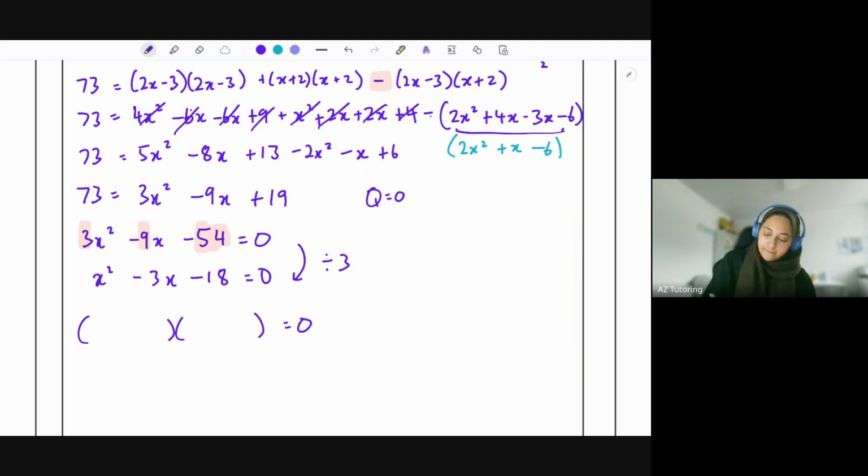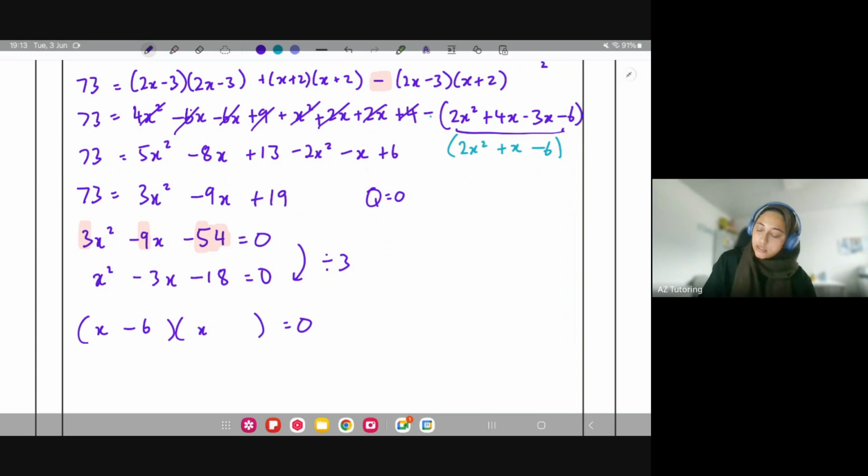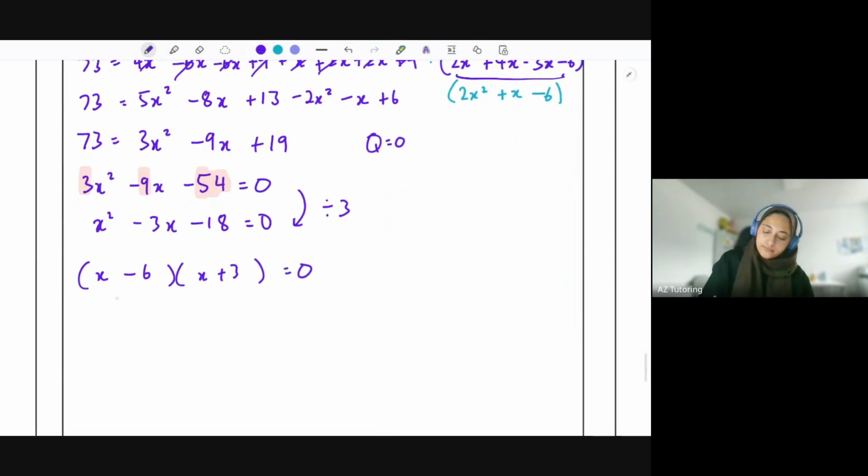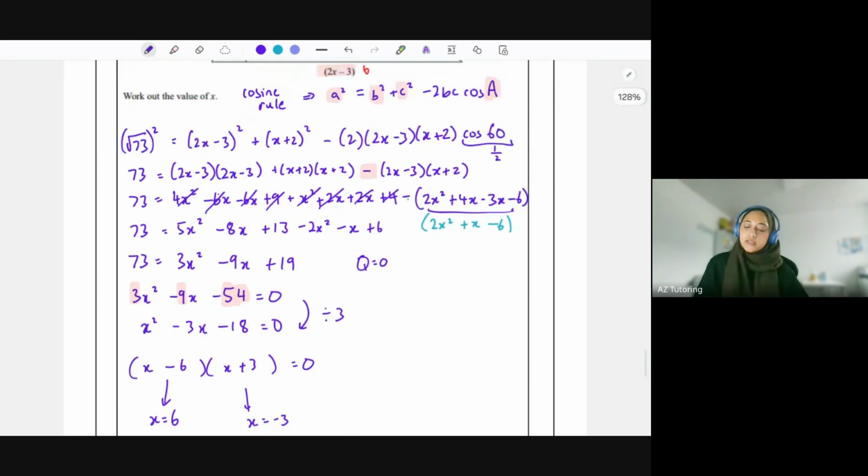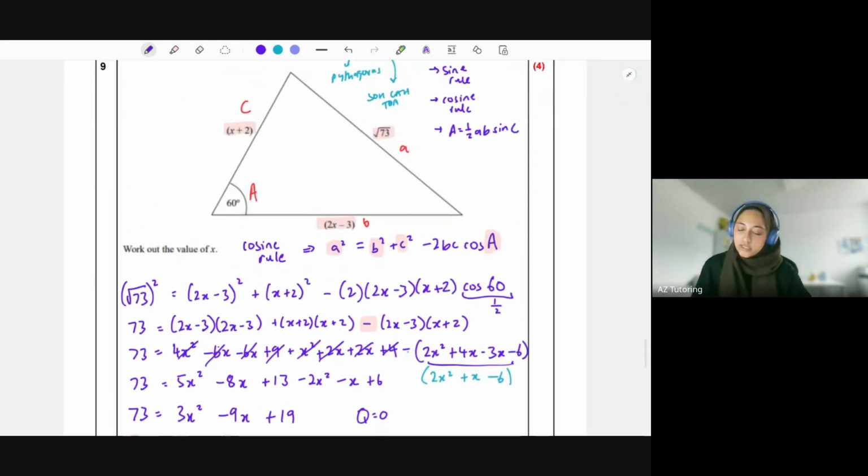You could solve this using the quadratic formula, or you could just factorize it like normal. It's up to you. Two numbers that times to give you minus 18 and add to give you minus 3 are minus 6 and plus 3. So therefore, x could either equal 6 or x could equal minus 3. But we can't have two values of x. We have to choose one of them. And what is x in this case?